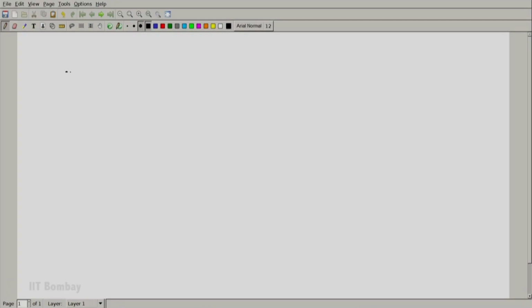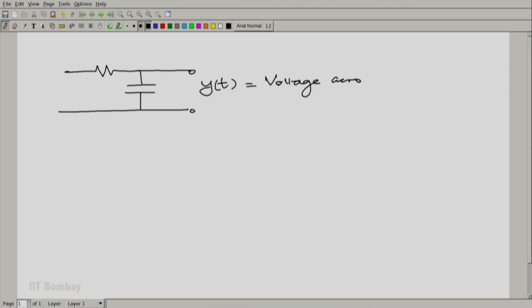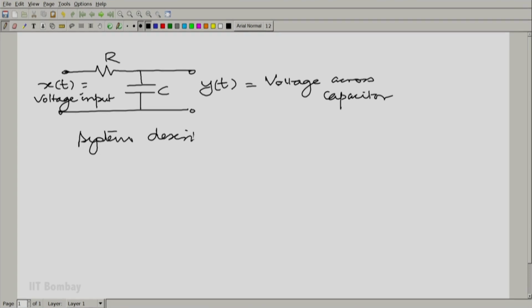So, first of course, let us complete our discussion on the additivity, homogeneity and shift invariance of that circuit. Let us look at that circuit. We had this RC circuit there, and we agreed that the output y(t) would be the voltage across the capacitor, and the input would be the input voltage to the circuit. R and C are the resistance and capacitance values respectively. And we had the system description given by x(t) is RC dy(t)/dt plus y(t).